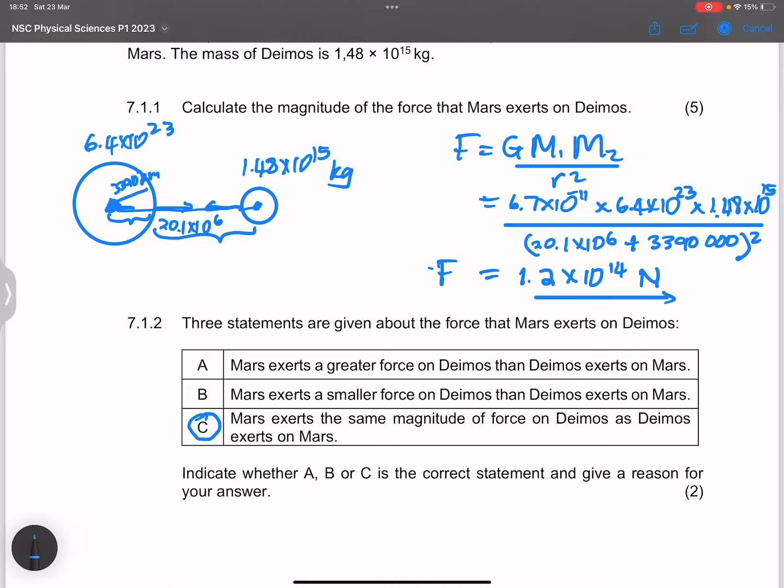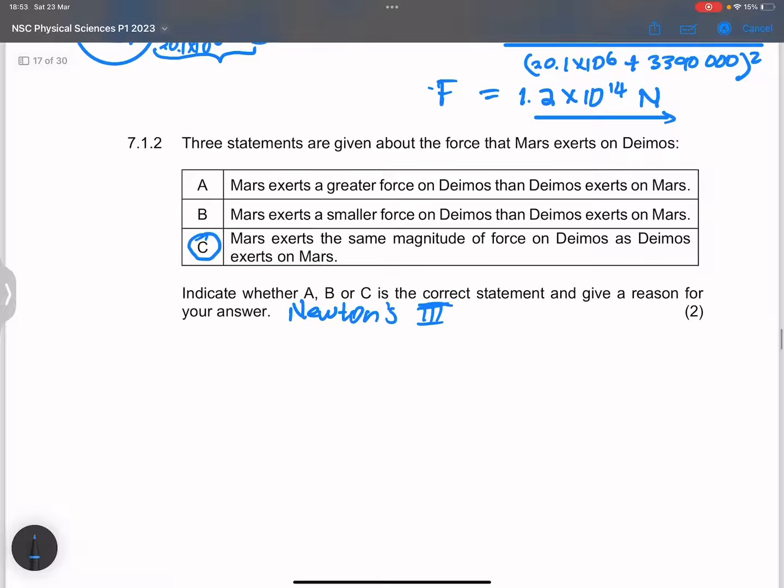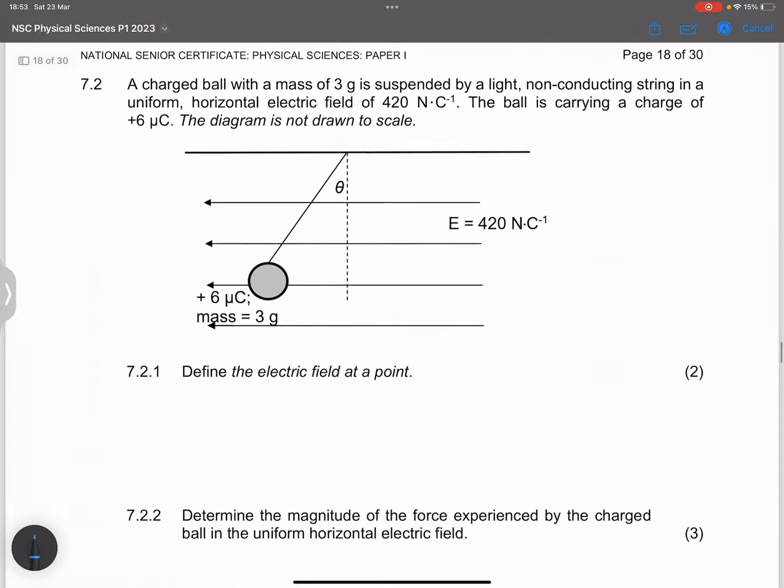Why is that? Because of Newton's third law. Newton's third law simply states, if body A exerts a force on body B, body B will exert an equal but opposite force on body A. And that statement is not related to the size of the mass or anything of the sorts. Remember that when two objects exert forces on each other, they will be equal but opposite. Okay, so let's go on to the next one.